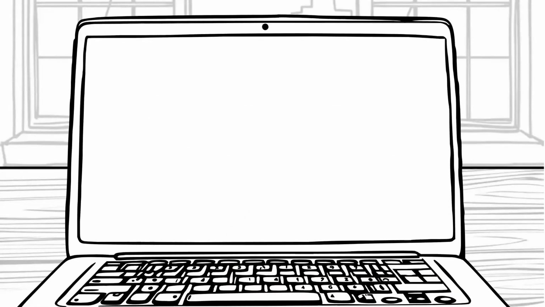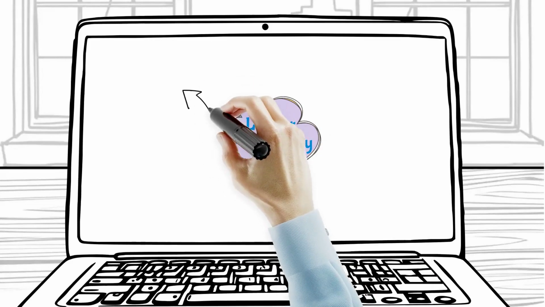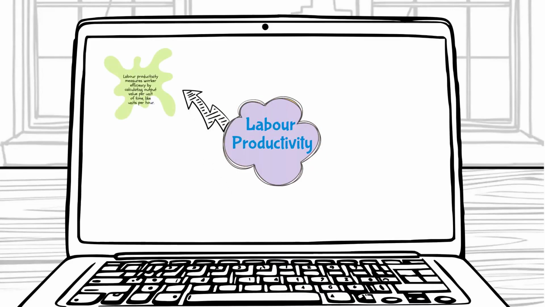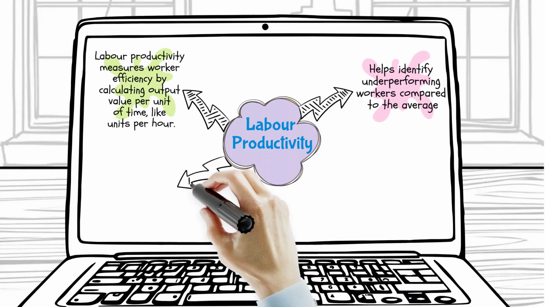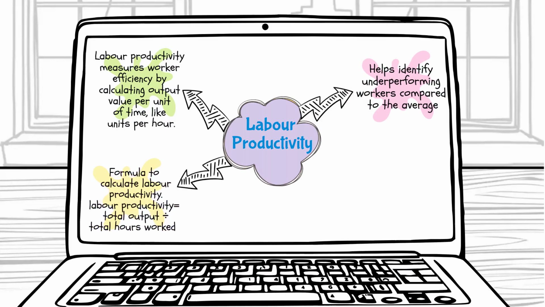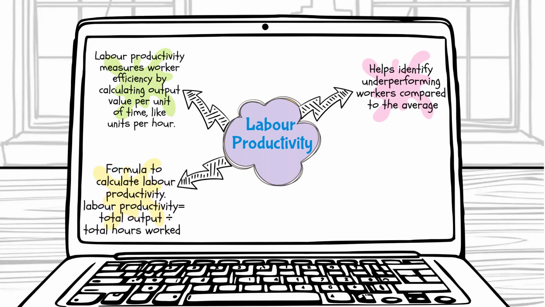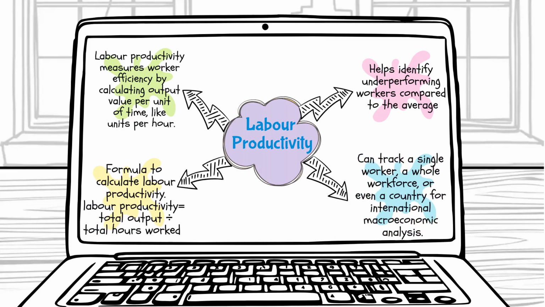Labor productivity. Labor productivity measures worker efficiency by calculating output value per unit of time, like units per hour. It helps identify underperforming workers compared to the average. The formula is total output divided by total hours worked. This metric can track a single worker, a whole workforce, or even a country for international macroeconomic analysis.